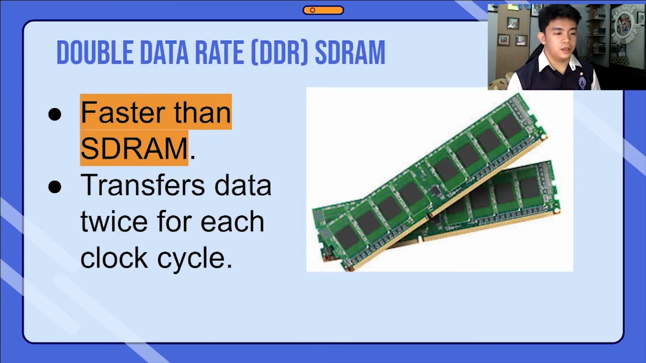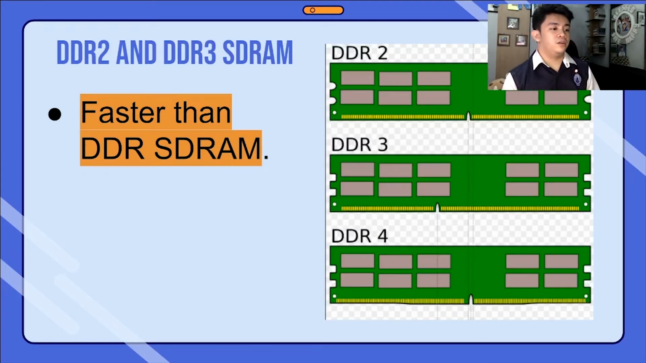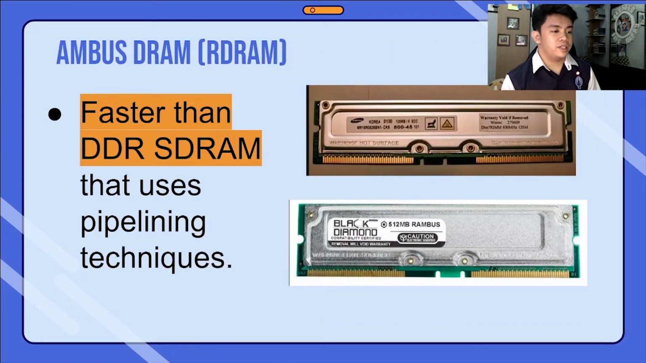So basically, yung i-discuss ko na next na mga RAMs ay pabilis lang ng pabilis. So this transfers data twice for each clock cycle. Next ay ang DDR2 and DDR3 SDRAM. And ang latest ngayon ay ang DDR4. So this is basically faster than the DDR SDRAM. So ang Rambus DRAM or ang RDRAM ay faster than the DDR SDRAM that uses pipelining techniques.